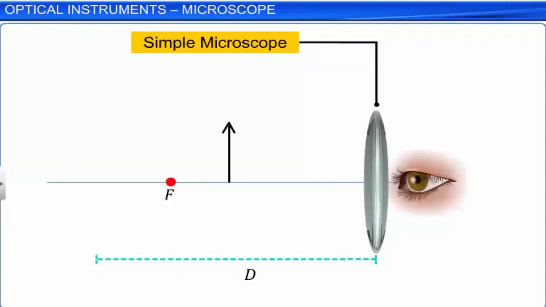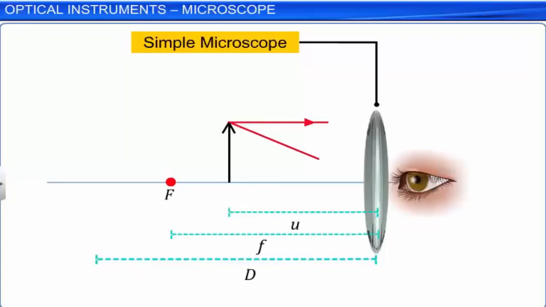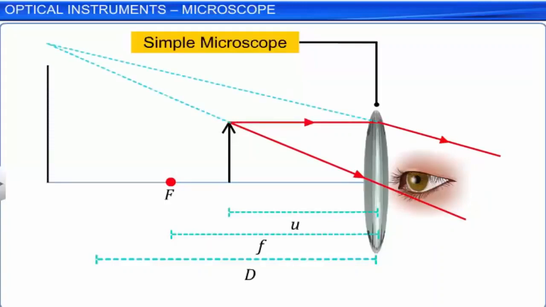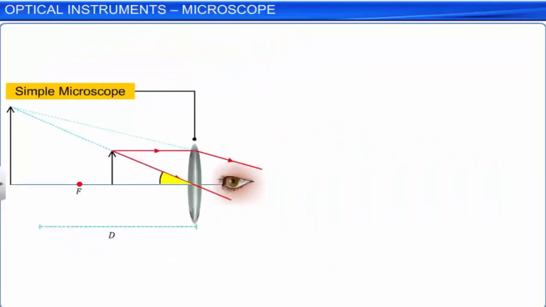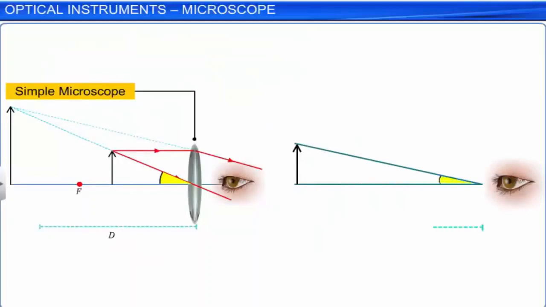The angular magnification, or the magnifying power of a simple microscope, is the ratio of the angle subtended by the image at the eye when seen through the microscope to the angle subtended by the object at the unaided eye when it is placed at the near point. If theta is the angle subtended by the image at the eye when the object is seen through the simple microscope, and theta naught is the angle subtended by the object at the eye when placed at the near point, then the angular magnification, or the magnifying power m, is equal to theta by theta naught.